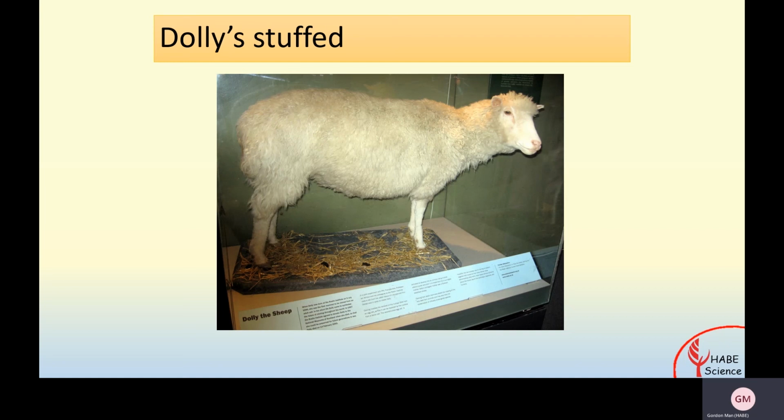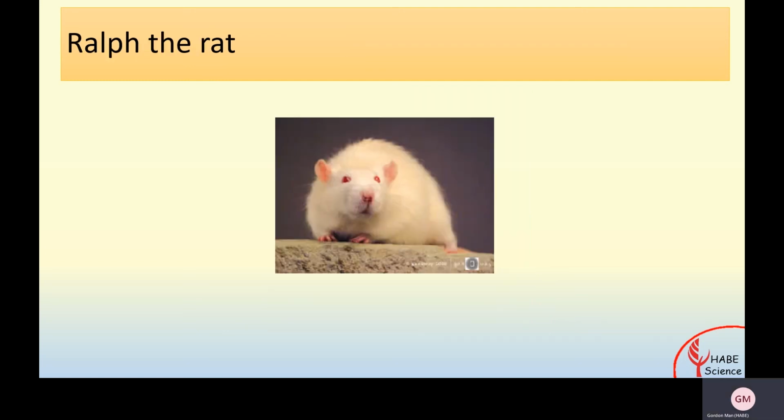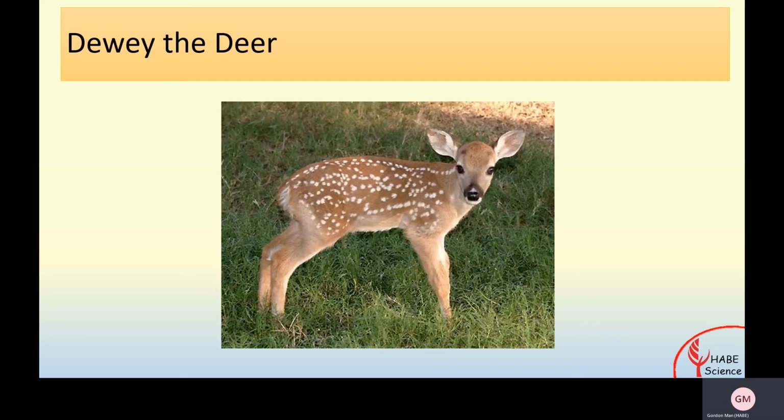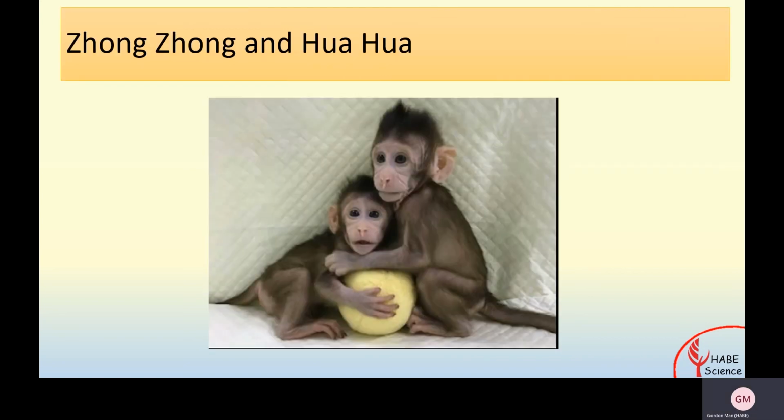But since then, we've had several clones of other mammals, including CC the cat, or copycat, in 2002. Ralph the rat, also in 2002. Dewey the deer, cloned in 2003. Snuppy the puppy in 2005. And most recently, Zhongzhong and Huahua in 2018. Now, what does this mean?